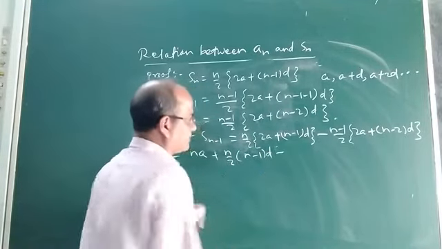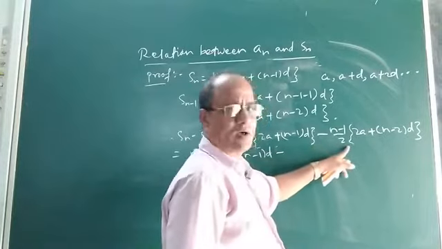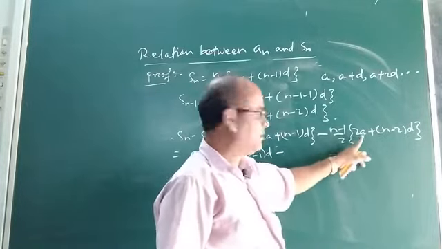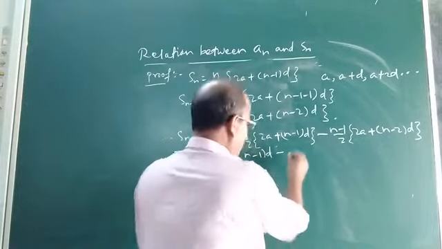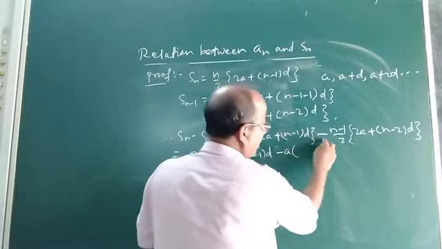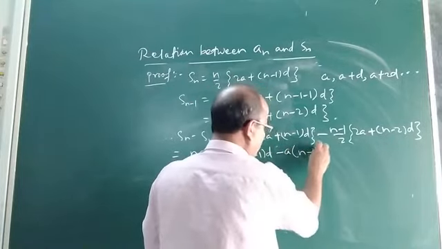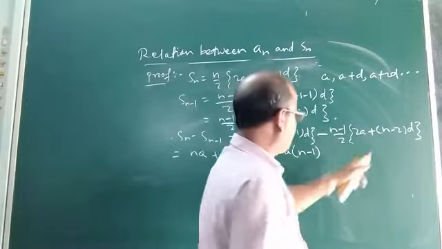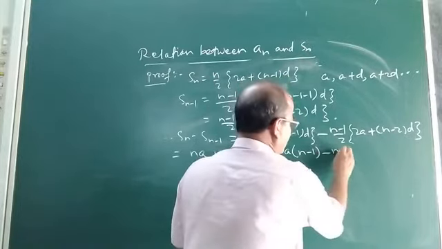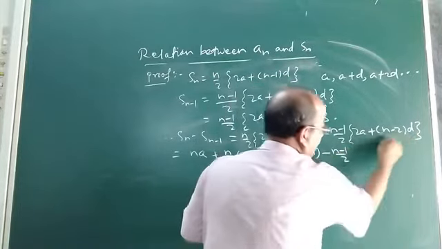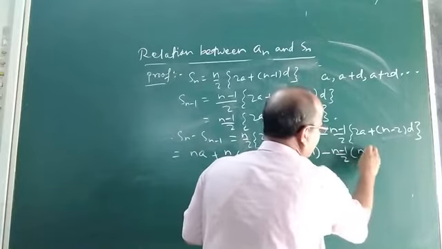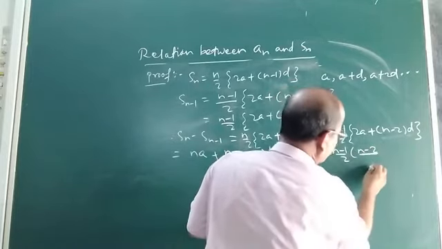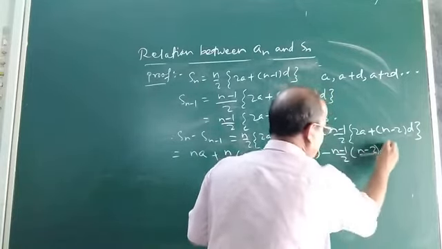Okay. Then minus. Now multiply n minus 1 by 2 into 2a. So 2 will be cancelled. So what will you get? You will get minus a into n minus 1. Okay. Then minus into plus, it is minus. So it is n minus 1 by 2 will be multiplied by this expression, that is n minus 2 into d.